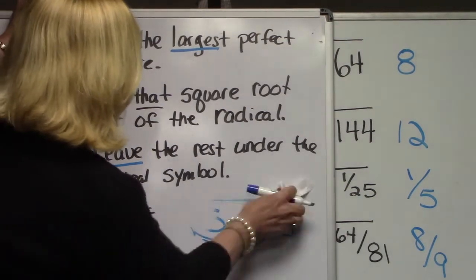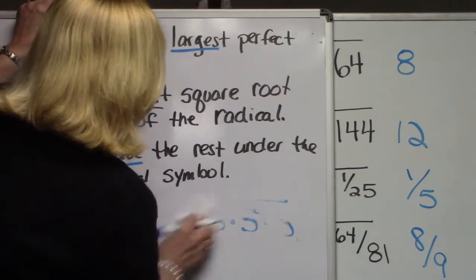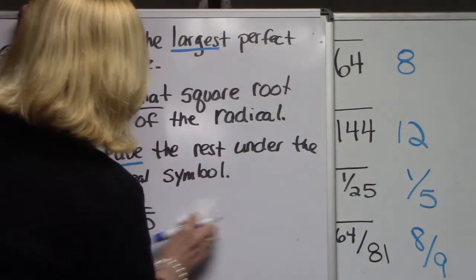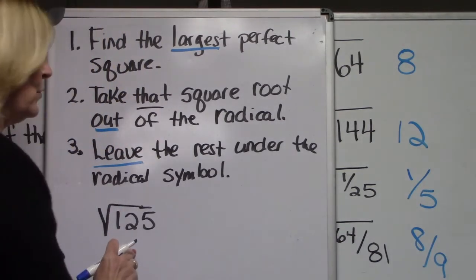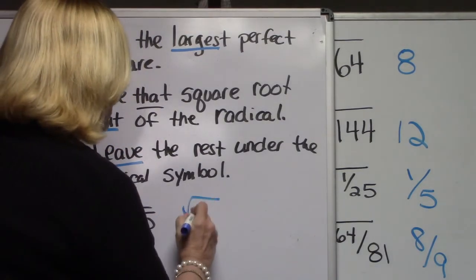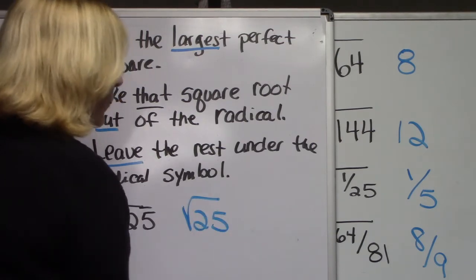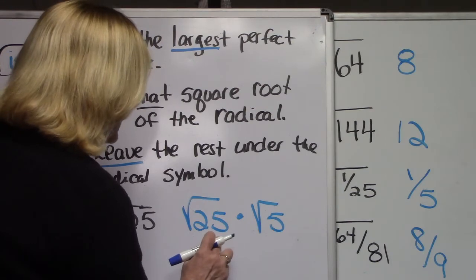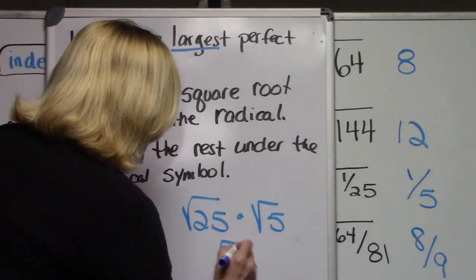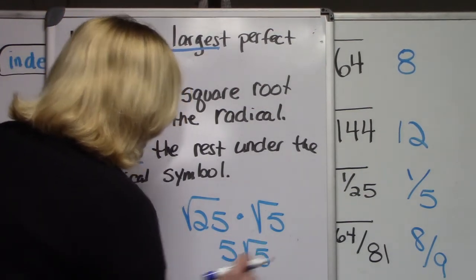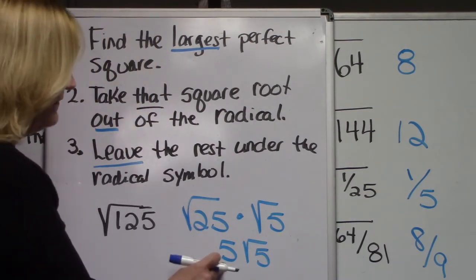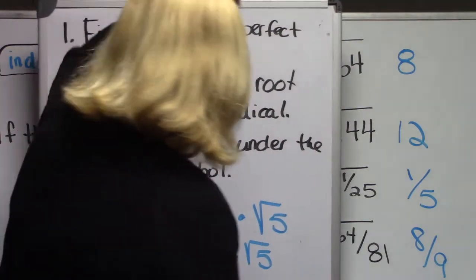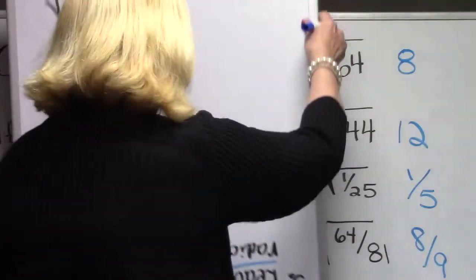But if you learn those perfect squares, and you'll be able to find them, then all you have to do is find the largest perfect square out of this, which is the square root of 25. What's left is the square root of 5. I can resolve the square root of 25 to 5, and I leave everything else inside the radicand. Let's try a couple more of those because that'll be the hardest part of your homework.